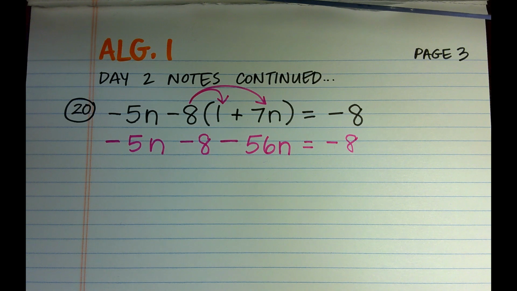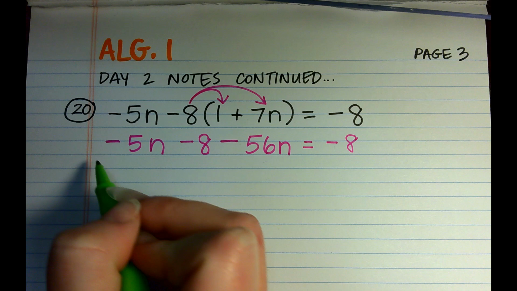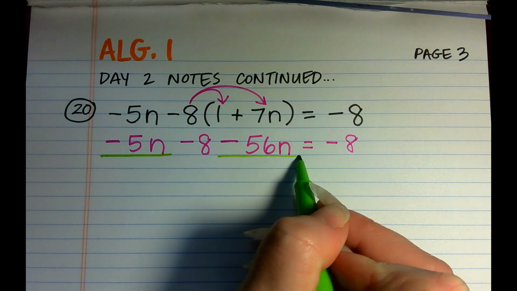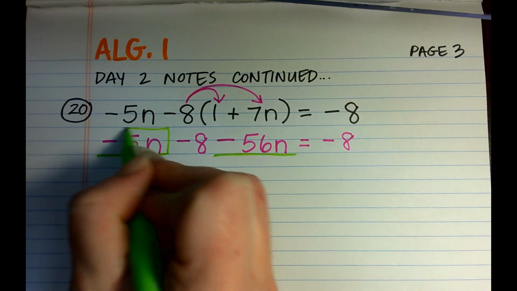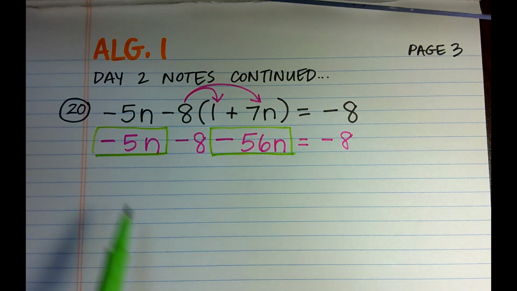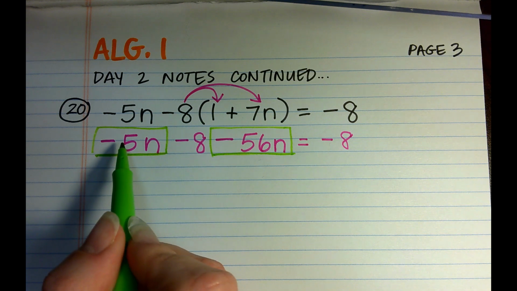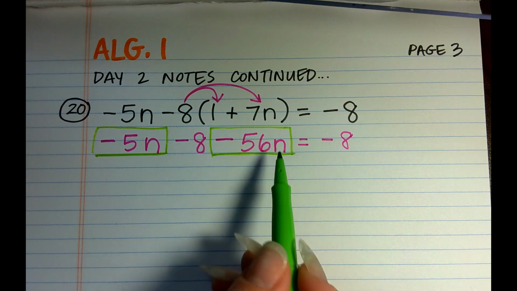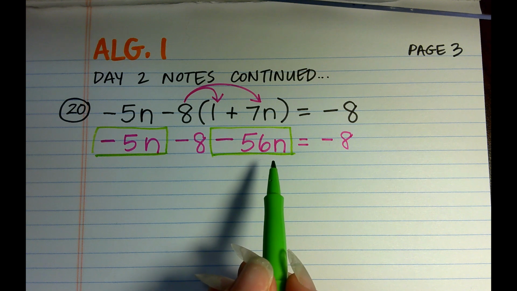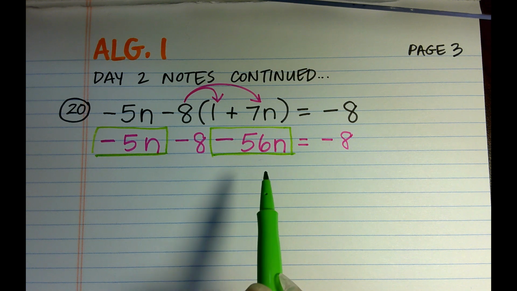I'm going to change colors at each step. So what are my like terms? 5n and -56n. We have -5n. I'll box that in. And -56n. So, -5 and -56, what happens when we put them together? Positive 61? Not positive.